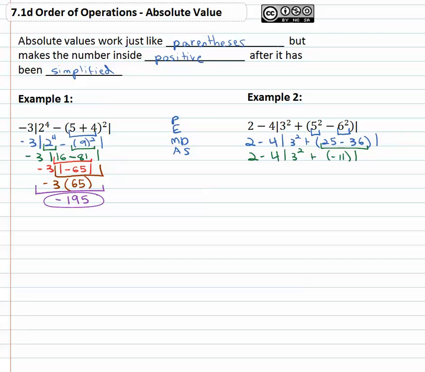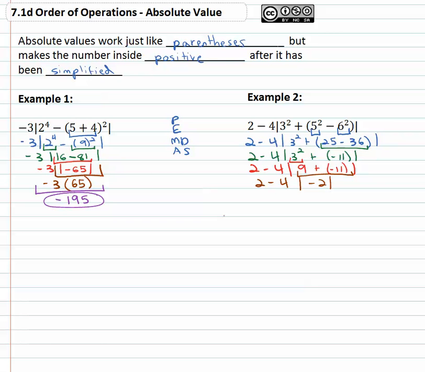And now that that inner parentheses is done, we'll continue with the next parentheses, the absolute value, simplifying inside it, the exponent coming before we do any addition or subtraction. So we have 2 minus 4, absolute value of 3 squared is 9, plus negative 11. Continuing inside that absolute value, the 9 plus negative 11, so we have 2 minus 4, absolute value of negative 2.